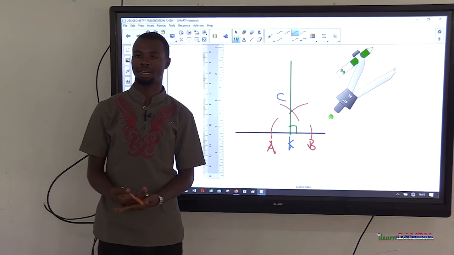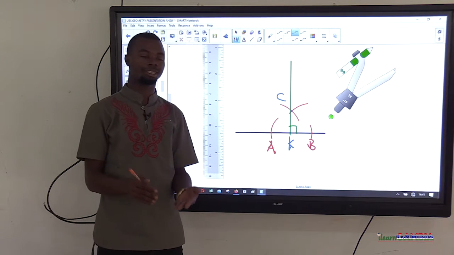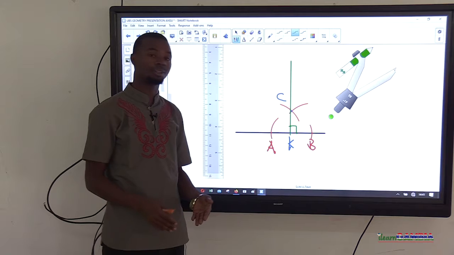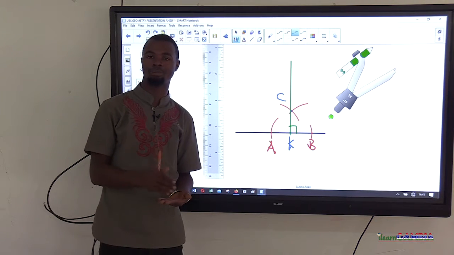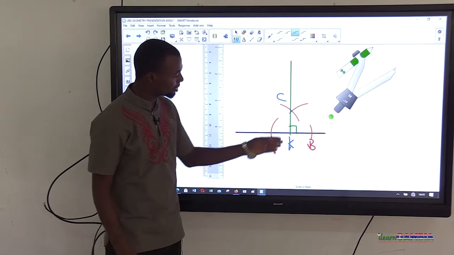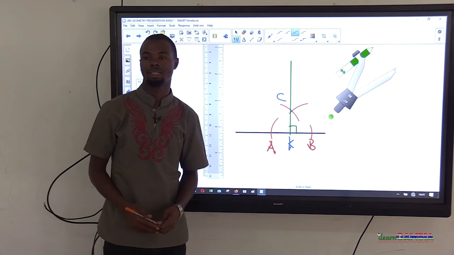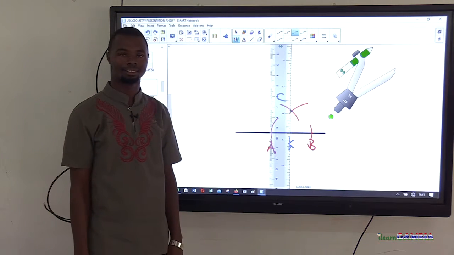When they are perpendicular, they meet at a right angle. Since we are to construct a 90 degrees angle on any point on the line, we just draw or construct a line that is perpendicular to that line at the point. So this is the way we construct a 90 degrees angle on a point on the line.